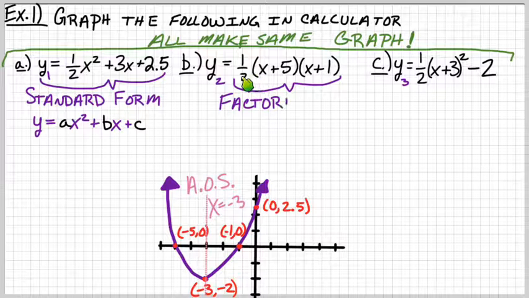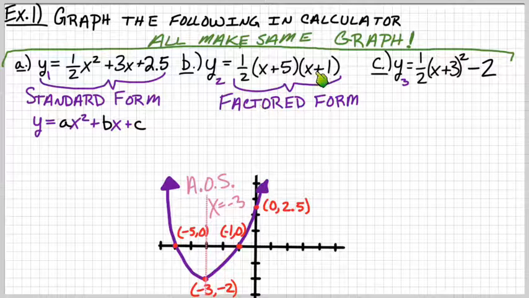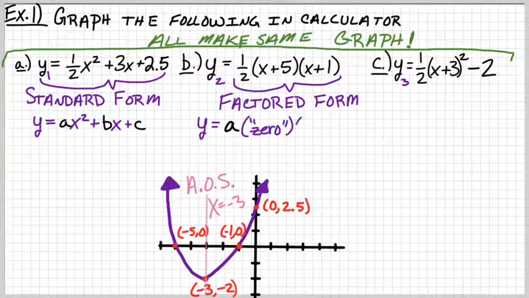This type of form is called factored form. So 5 and 1, what's special about those? Those are the zeros down here, right? If you solve, those are the solutions, those are the zeros, the x-intercepts. If you solve them at 0, you get -1, -5. So that's factored form, and again, you saw that in Algebra 2. So the general form for that is y equals a, the same a value you saw over here, and then (x minus the zero), and then (x minus the other zero). That's the factored form.